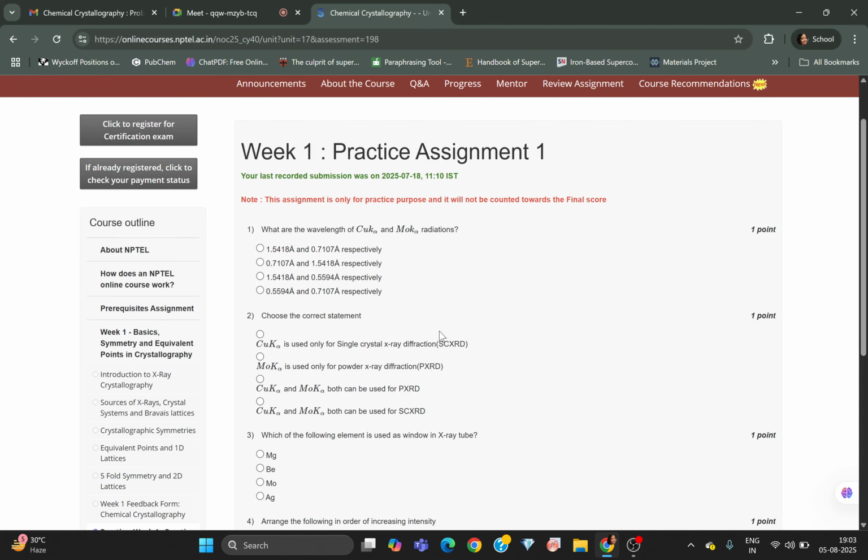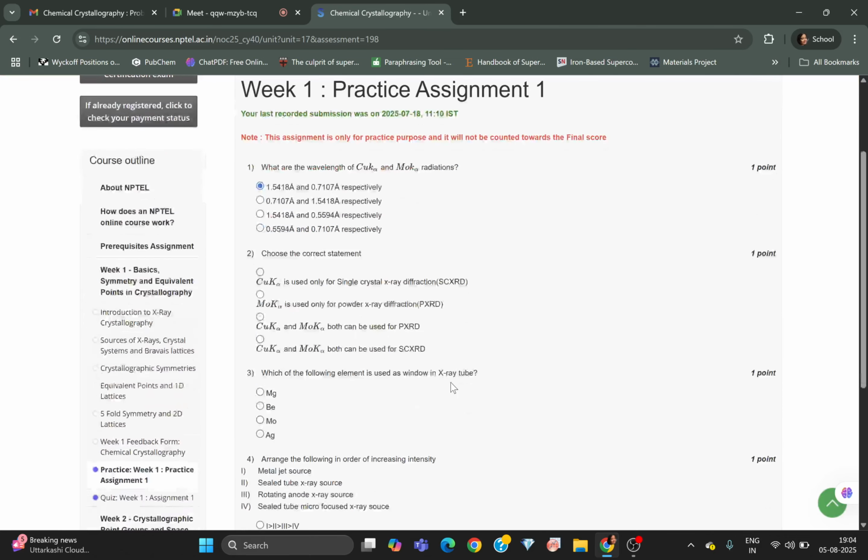The first question is, what are the wavelengths of copper K alpha and molybdenum K alpha? Here I have written copper is 1.54. You should always remember this, and molybdenum is 0.71. This is basically 1.5418 Angstrom, and this is 0.7107 Angstrom.